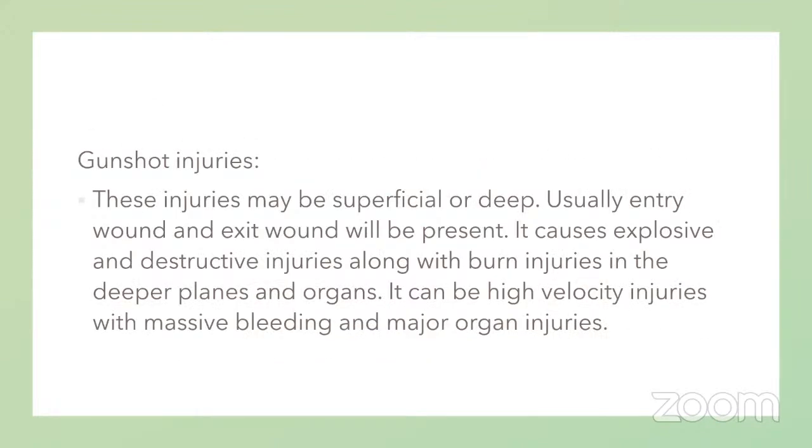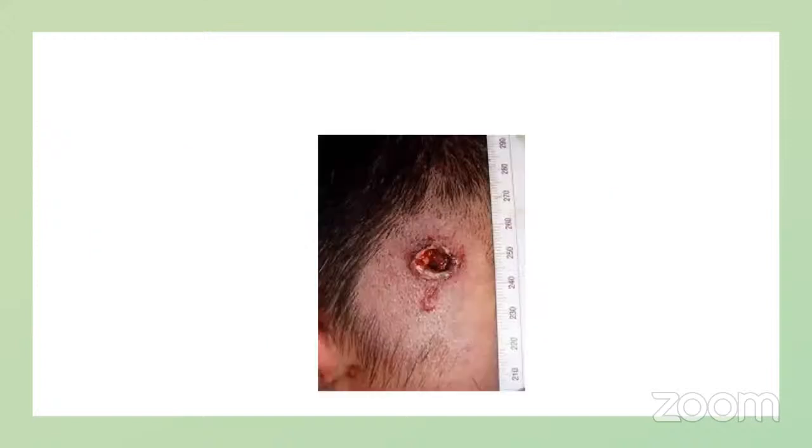Then gunshot injury. This will be the last injury I'll be discussing. I didn't go through these injuries in detail because you'll be learning in detail in forensic medicine. So gunshot injury, we know there will be an entry wound usually followed by an exit wound. Then it causes explosive and destructive injuries along with burn injuries in the deeper planes and organs. It can be high velocity injuries with massive bleeding and major organ injuries. So usually this is how it will look like.